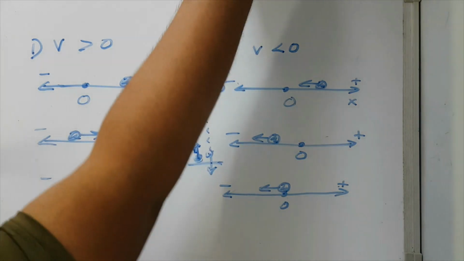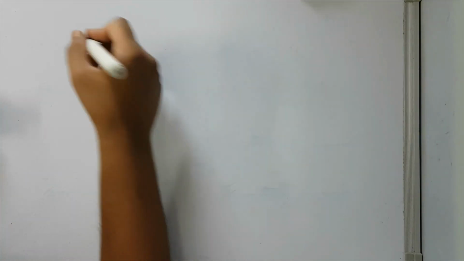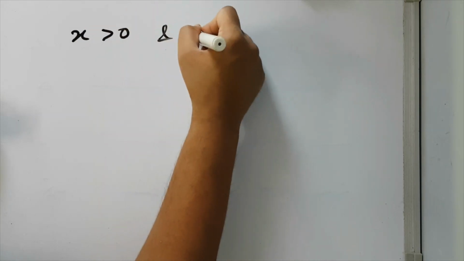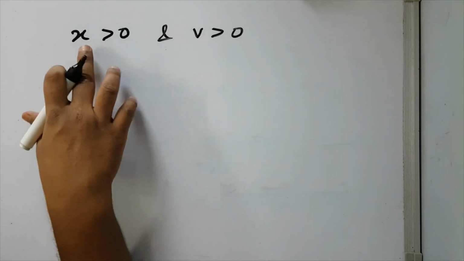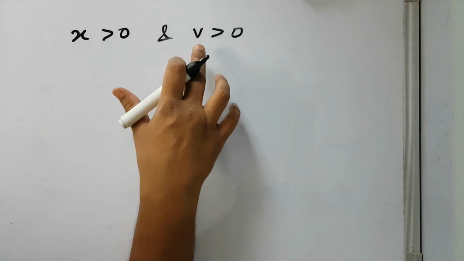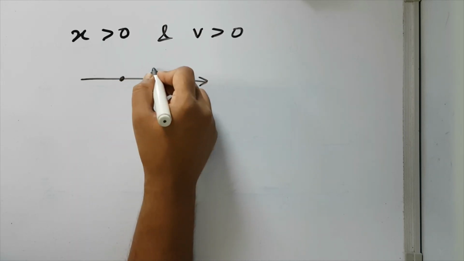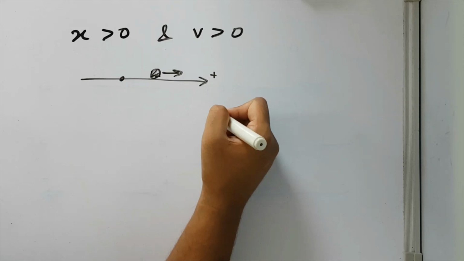Now I'd also like to tell you a couple of things. If I say that x is positive and v is also positive, what does that mean? This is instantaneous position and this is instantaneous velocity. It means the particle is here and moving in this direction, right?